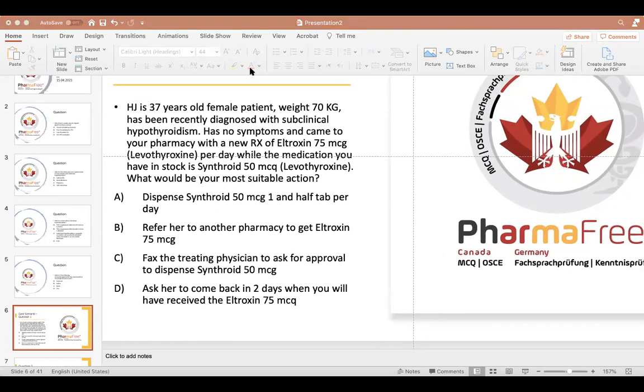Options: A, dispense Centroid 50 micrograms, 1.5 tablets per day. B, refer her to another pharmacy to get Eltroxine 75 micrograms. C, fax the treating physician to ask for approval to dispense Centroid 50 micrograms. D, ask her to come back in 2 days when you will have received Eltroxine 75.